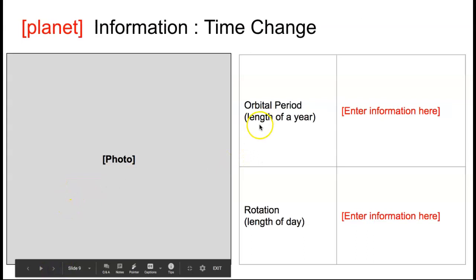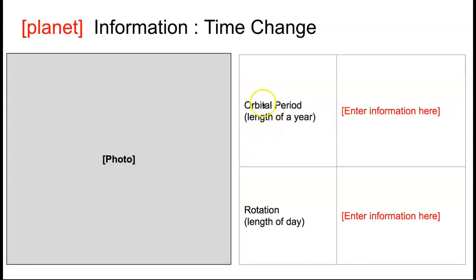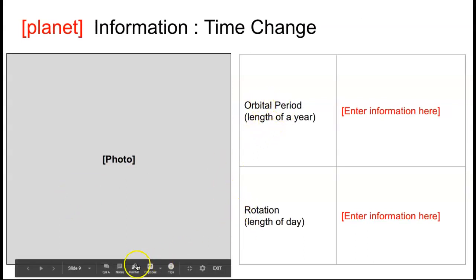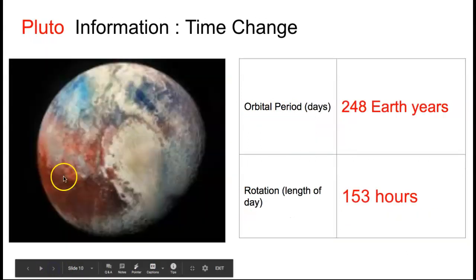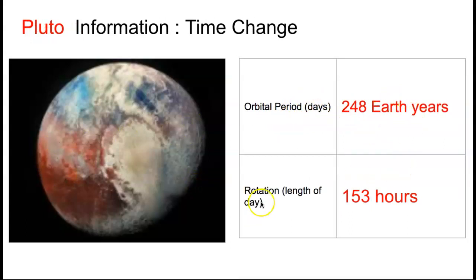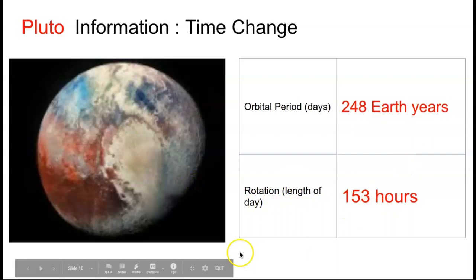Time change. This is the length of a year, the length of a day for the planet, and a picture. Here's my Pluto. The length of a year is 248 Earth years. The length of a day is 153 hours.